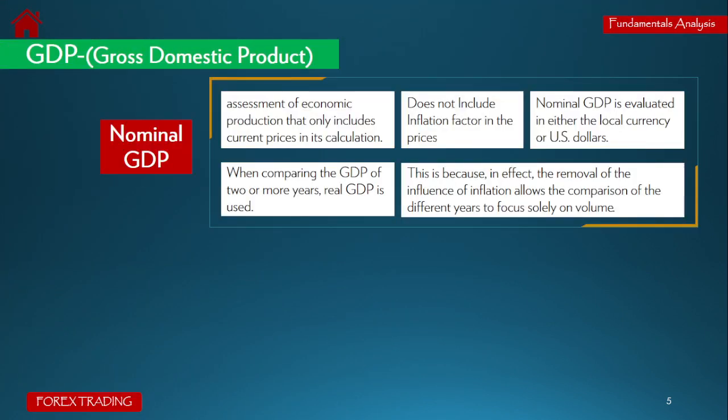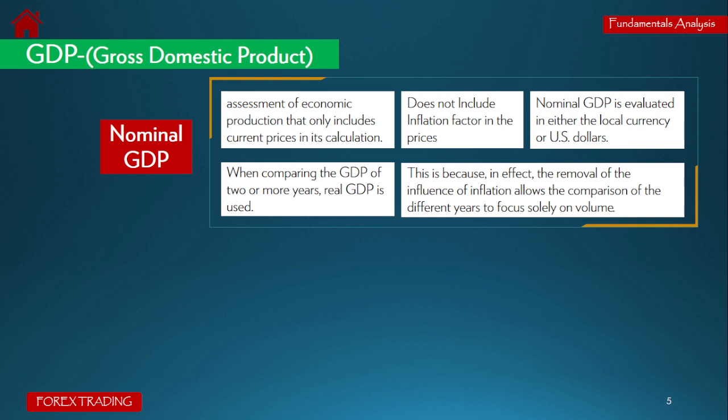Then we have two types of GDP. First is nominal GDP. Nominal GDP is the assessment of economic production that only includes current prices in its calculation. It does not include the inflation factor in the prices. So in nominal GDP, we do not include the inflation factor. Nominal GDP is evaluated in either the local currency or US dollars.